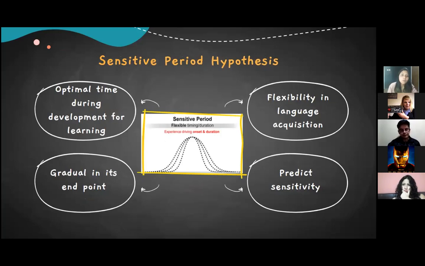On the other hand, we have the sensitive period hypothesis. It is an optimal time during development for learning. It has a gradual endpoint. It has flexibility in language acquisition and predicts sensitivity, where it is optimal for the learner to learn this language.